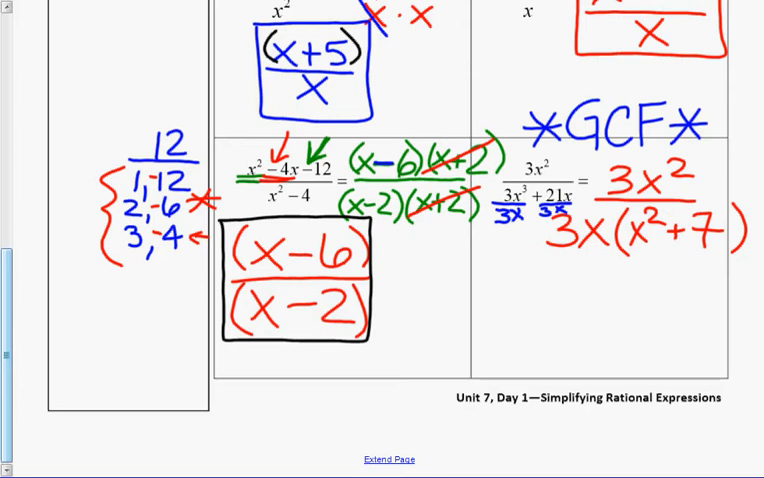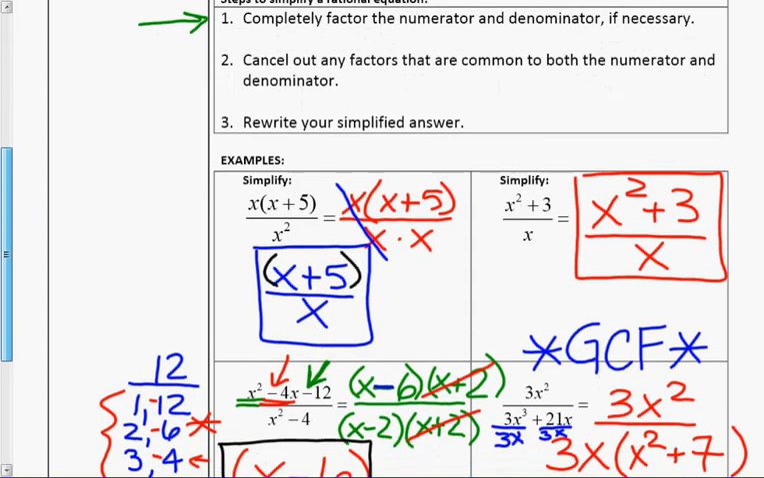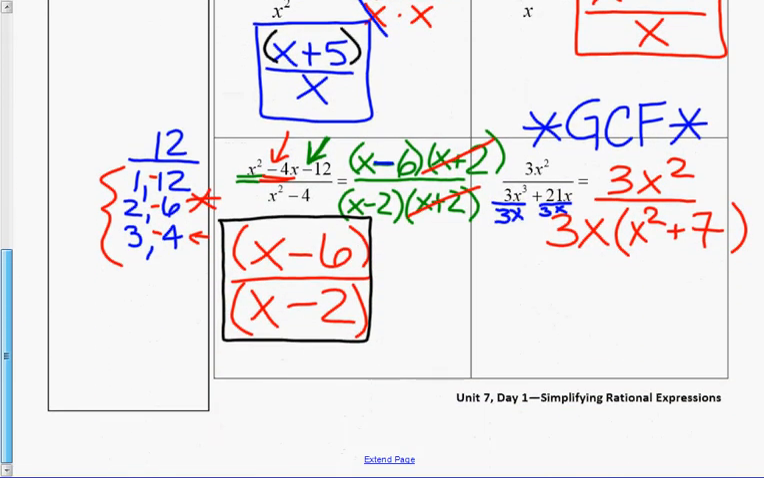So now we look at this and we say, okay, step number 3 says to cancel out any factors that are common to both the numerator and denominator. Well, in the top, I see a 3 times x squared, and I see a 3 times x times this factor, x squared plus 7. So I could cancel out my 3's. Those cancel each other out. What about the x squared and x?